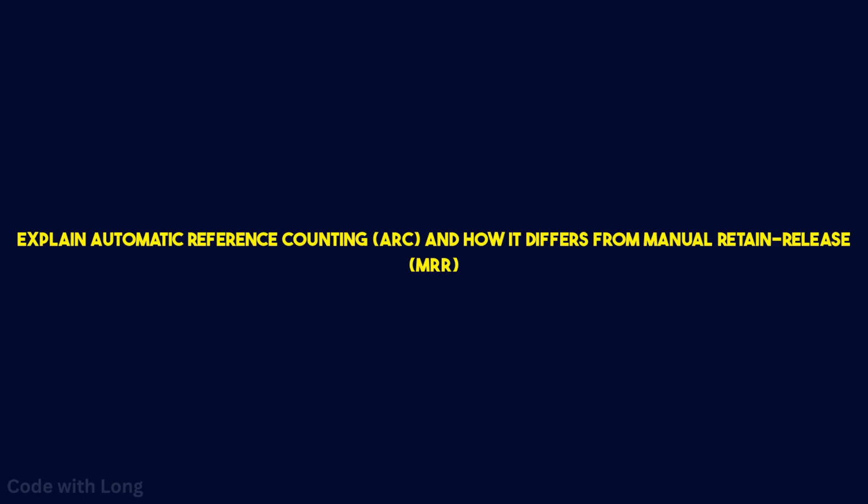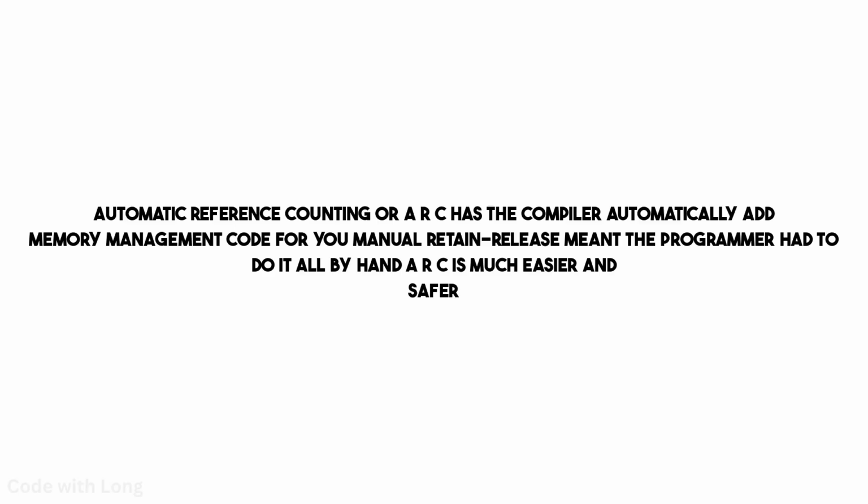Explain automatic reference counting, ARC, and how it differs from manual retain release, MRR. Automatic reference counting, or ARC, has the compiler automatically add memory management code for you. Manual retain release meant the programmer had to do it all by hand. ARC is much easier and safer.